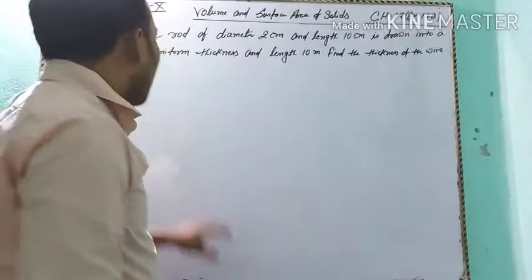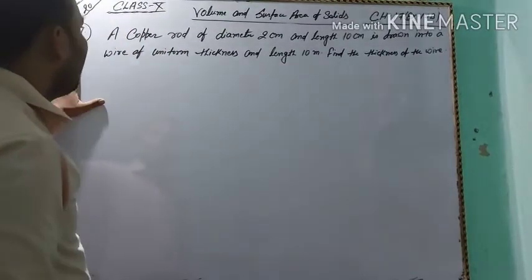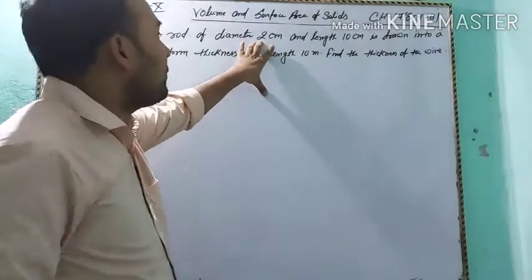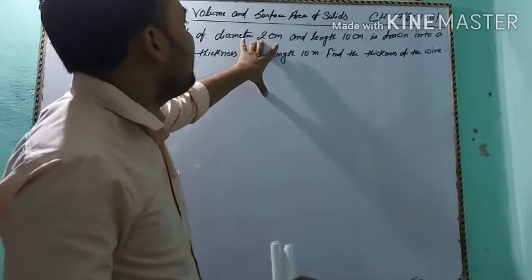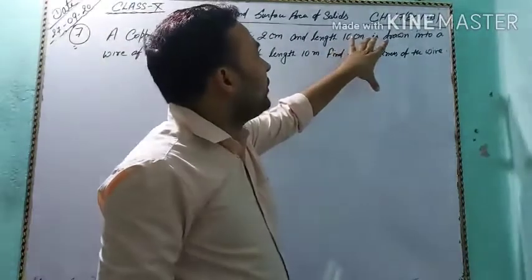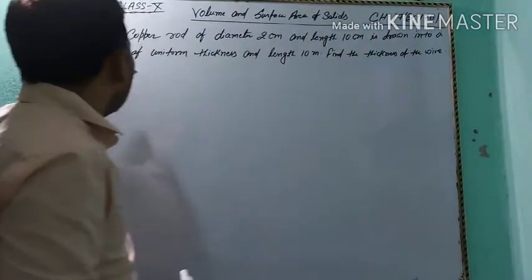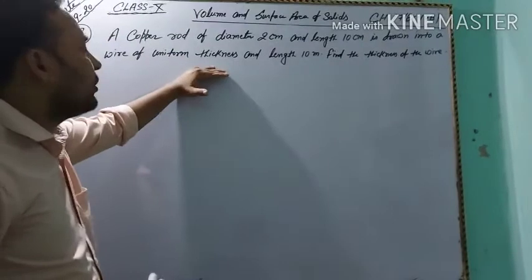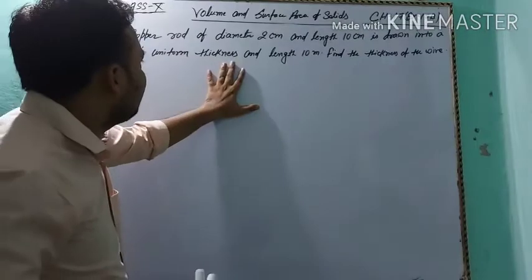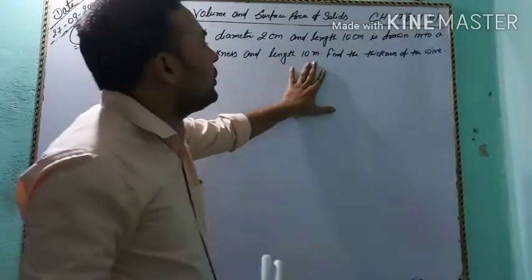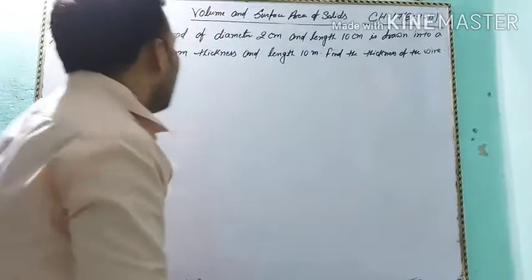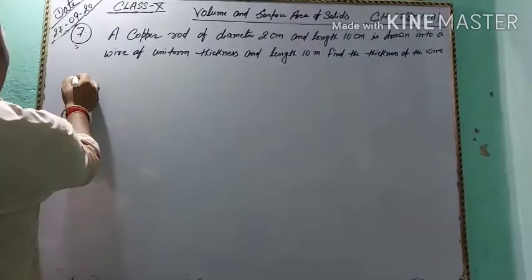Okay, our next question is question number 7. A copper rod of diameter 2 centimeter and length 10 centimeter is drawn into a wire of uniform thickness and length 10 meter. Find the thickness of the wire. So let's start.